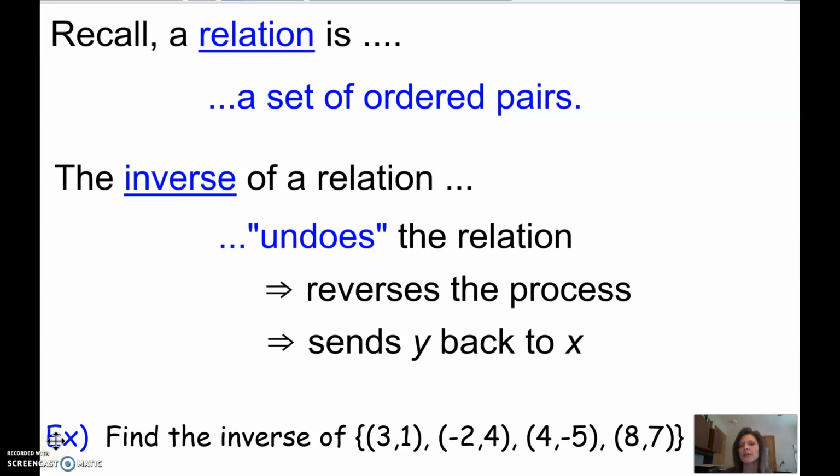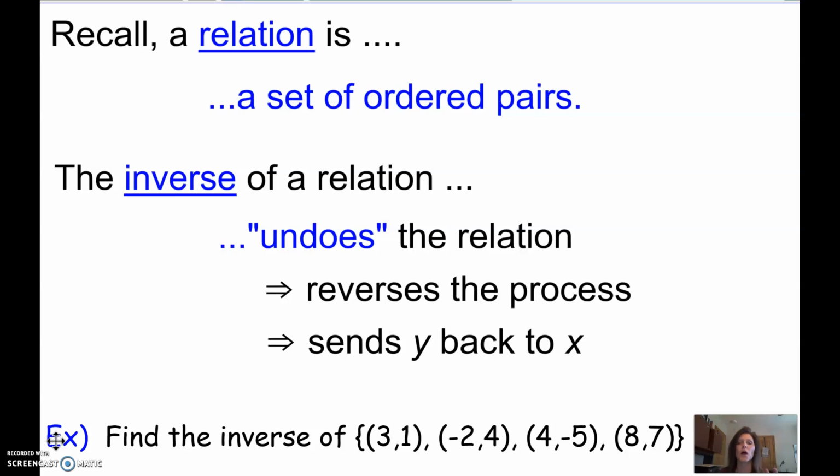In this video, we're going to take a look at inverses. So we know what a relation is. It's just a set of ordered pairs. It's showing me how two sets of data are connected. The inverse of the relation is the reverse of that. It undoes the original process.